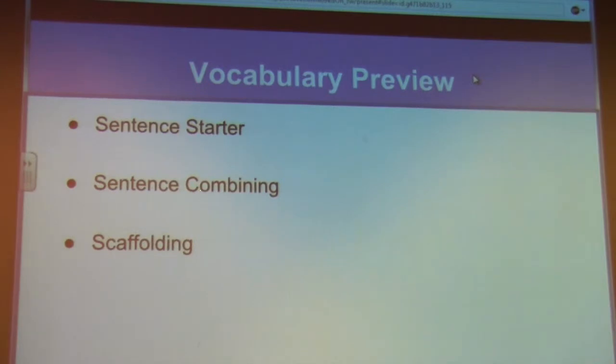The final one is sentence combining. It is an instructional approach that involves teaching students to combine 2 or more simple sentences to form a more complex or sophisticated sentence.